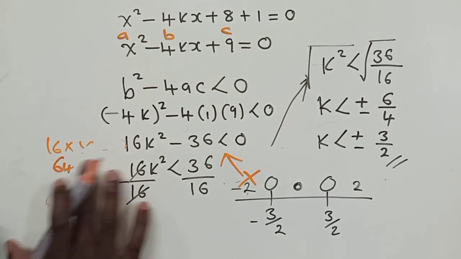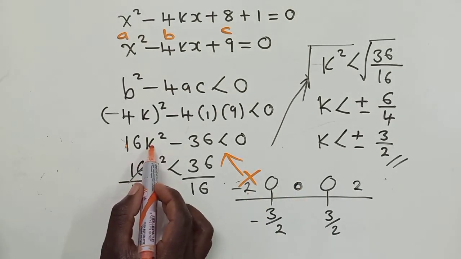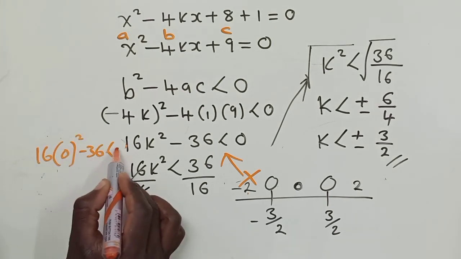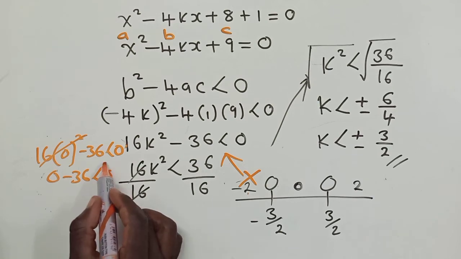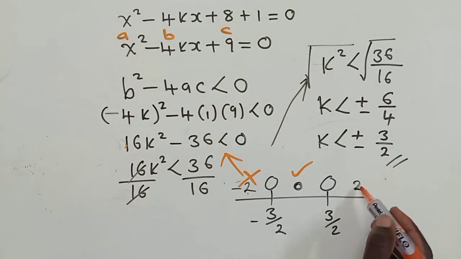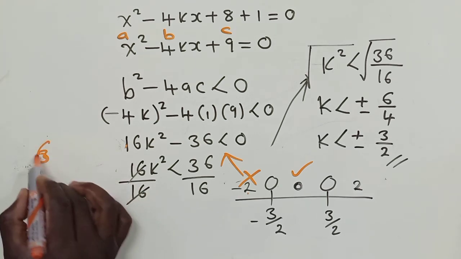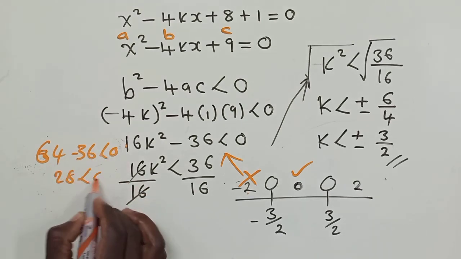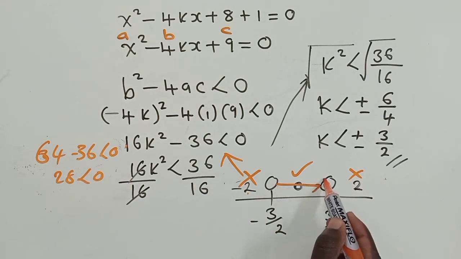Again, we can test. So remember to be very careful when testing. So I'll put a 0 here. So I have 16 times 0 squared minus 36. Is it less than 0? This will just give me 0. Negative 36 is less than 0. This one will accept. So I'll say yes. Here it's accepting. If I try this, I put a 2 here, however, I'll still get 64 minus 36, less than 0. When now I work out, I'll get 28 is less than 0, which is not true. So it's true right here and here.